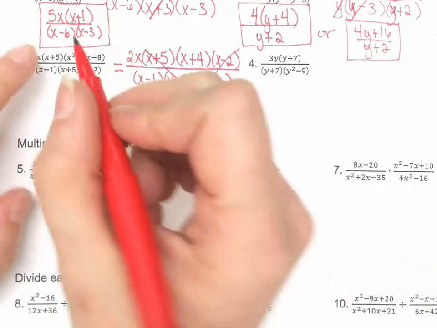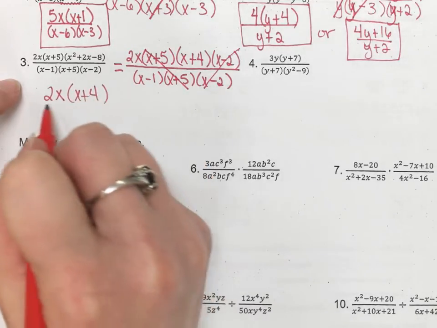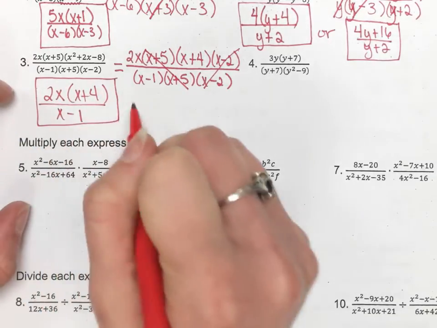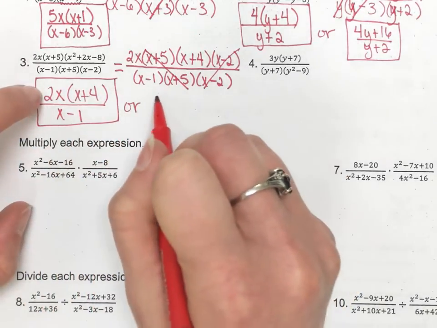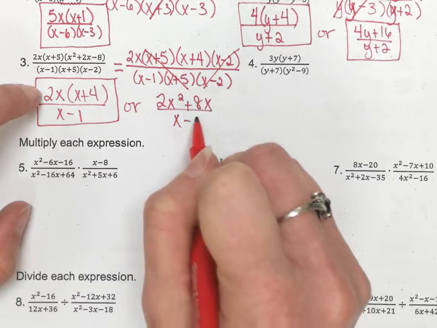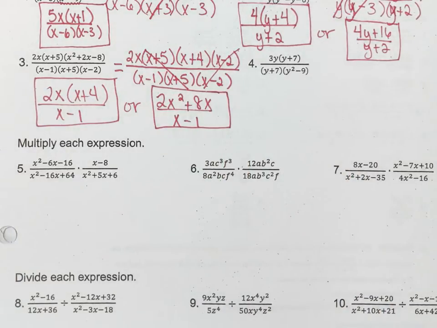1 and 1. So you have, let's see, 2x and x plus 4, and then you have x minus 1 on the bottom. Or you don't have to do this, or you could have 2x squared plus 8x over x minus 1. Either one is acceptable. Got it? Good. All right, you try number 4 real quick.